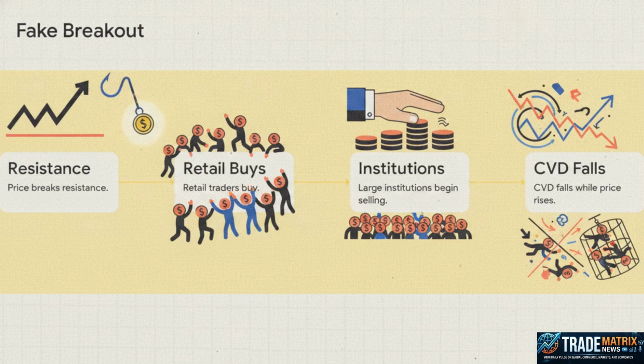Step 3. This retail buying frenzy provides the exact liquidity that massive institutions need to dump their large positions without immediately crashing the price. And finally, Step 4. As institutions unload, CVD plummets, signaling the aggressive selling, and the price violently reverses. Snap, the trap is shut.